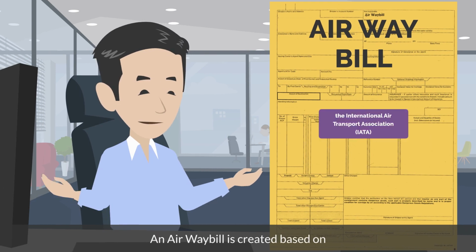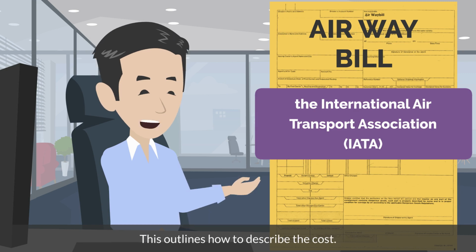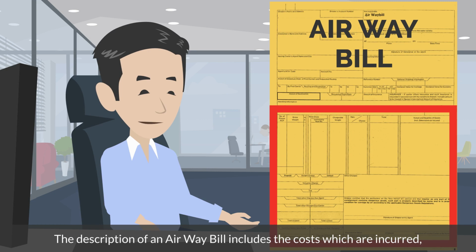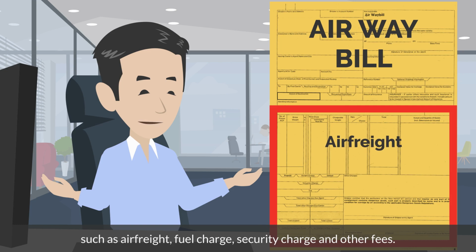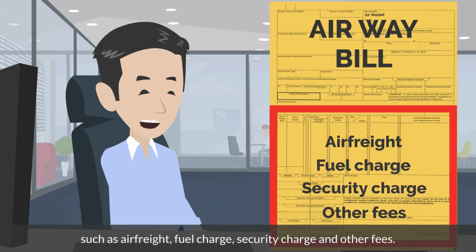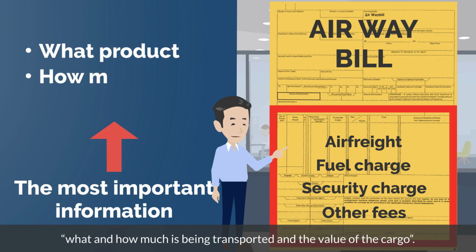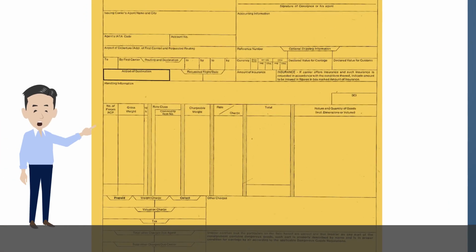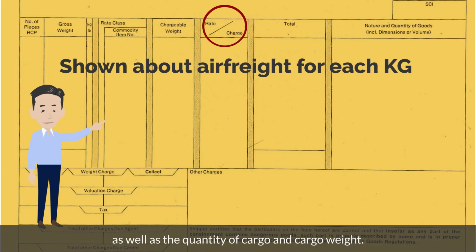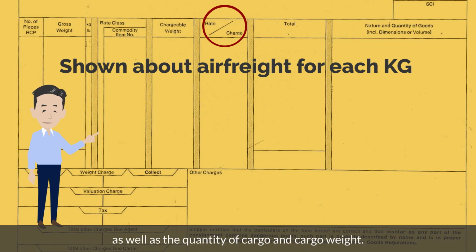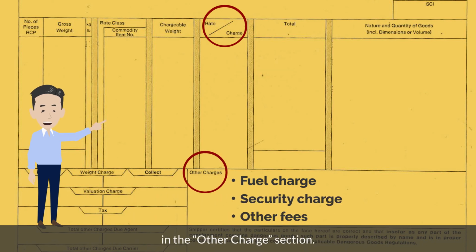An Air Waybill is created based on the International Air Transport Association guidelines. This outlines how to describe the cost. The description of an Air Waybill includes the costs which are incurred when transporting cargo by air, such as air freight, fuel charge, security charge and other fees. The most important information on the Air Waybill is what and how much is being transported and the value of the cargo. On an Air Waybill, air freight for each kilogram is shown in the rate charge section, as well as the quantity of cargo and cargo weight. Fuel charge, security charge and other fees are all included in the other charge section.